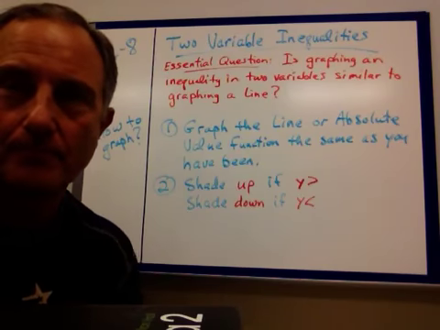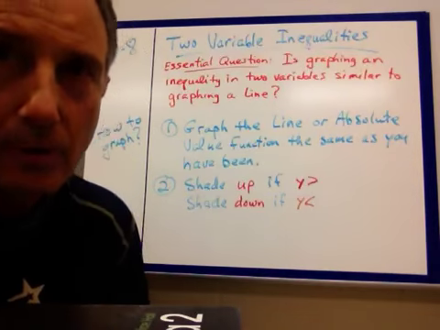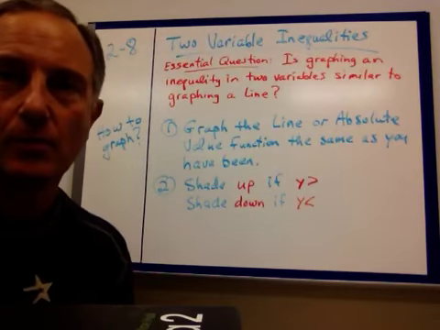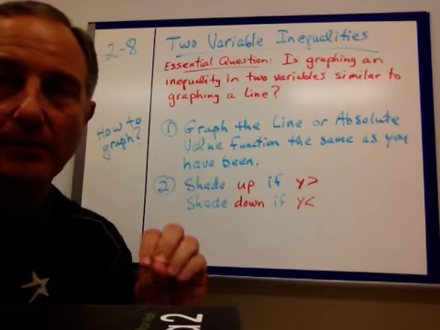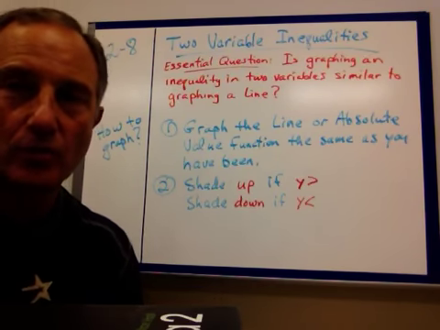All right, algebra, here we go. We're in section 2.8 now, talking about two variable inequalities. We're just going to combine some of the graphing stuff that we've already done, and then we're going to look at it with inequalities, where you graph the lines the same way you've been doing it, and then we're going to shade up or down, one side or the other.